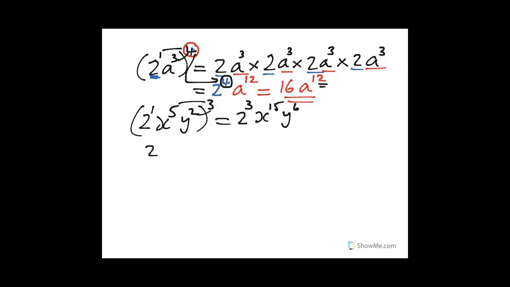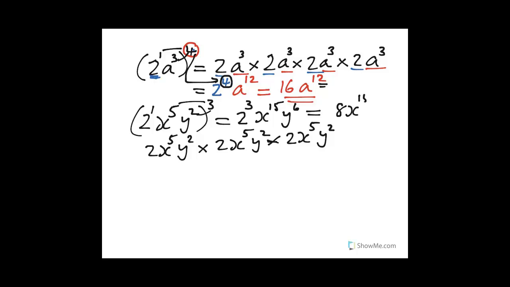Of course, if you were to write it out in full, which means multiplying what's inside the bracket by itself 3 times, you would also get the same result. But we're trying to look for quick ways to do it. So the final answer then is 8x to the 15 y to the 6. And you can see the 8 here, 2 times 2 times 2, which was our 2 cubed, is 8, and the rest: x to the power of 5 times x to the power of 5 times x to the power of 5 is x to the 15, and y squared times y squared times y squared is y to the power of 6.